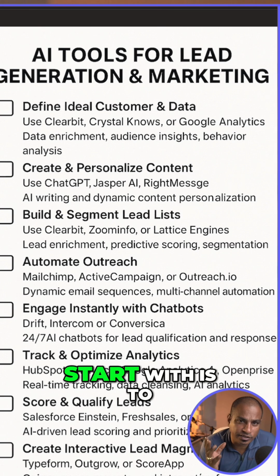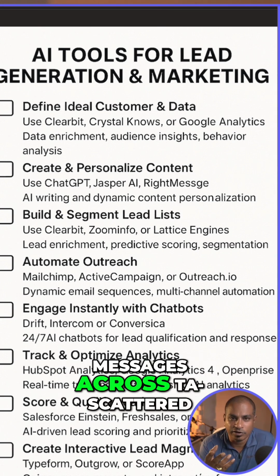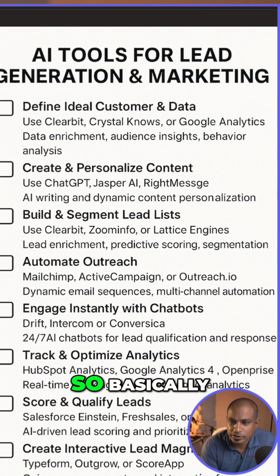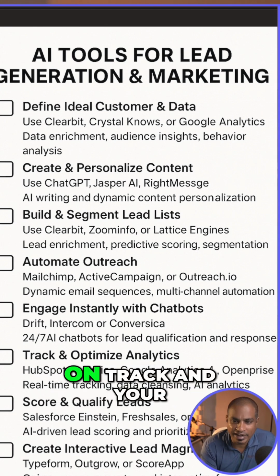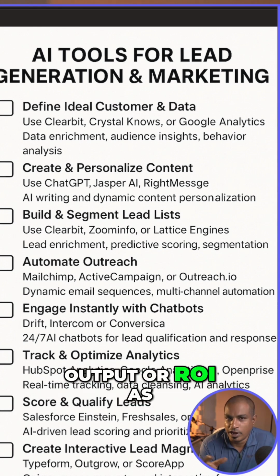The best place to start is talking to the right audiences, and not scattered messages across scattered groups who you're not even sure are your relevant audiences. So basically, if you follow this checklist, you will be well on track, and your lead generation with AI can see the maximum output or ROI, as you call it.